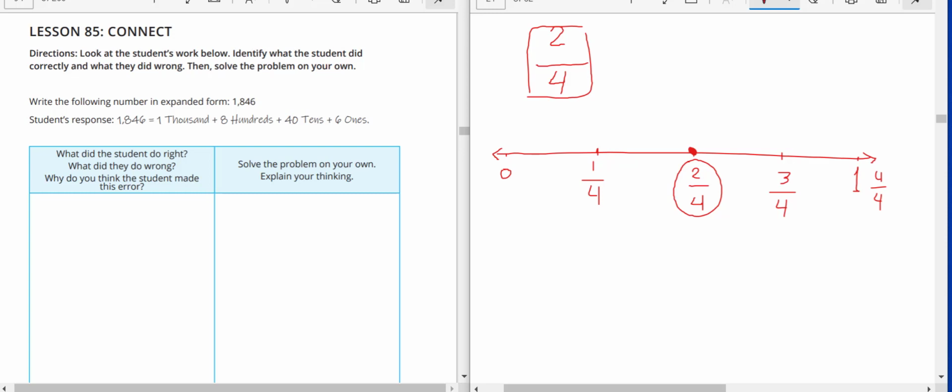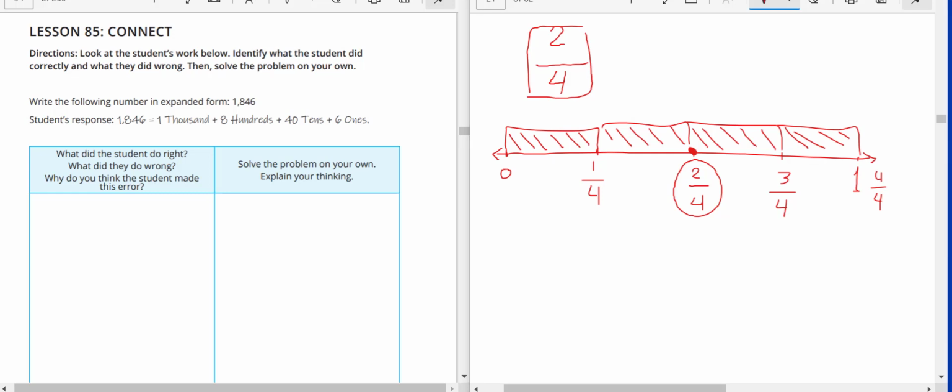When we use a number line to show fractions, it's important that the lines breaking up the parts are equally spaced, like this. This part equals this part, equals this part, and the last part equals all the parts.